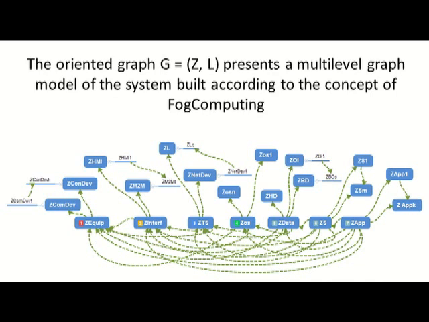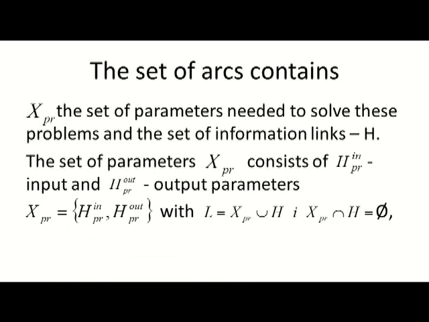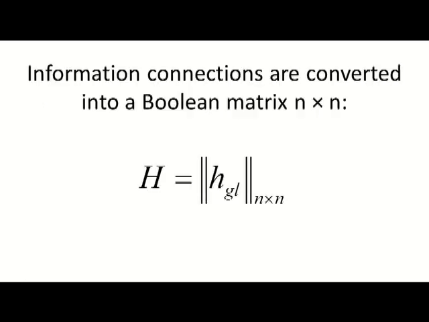Slide 2, in the form of an oriented graph G equals Z, L, presents a multi-level graph model of the system built according to the concept of fog computing. The set of vertices of the graph are tasks that are solved at each specific level. The set of arcs contains the set of parameters needed to solve these problems and the set of information links. The set of parameters XPR consists of input and output parameters. It should be noted that the output parameters of some task vertices may be input for others.